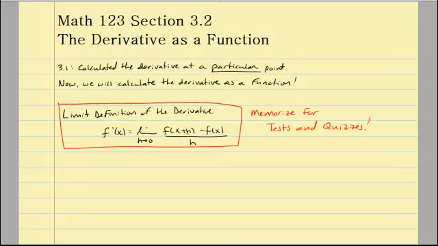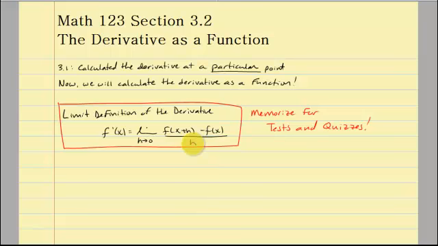In order to find the derivative as a function, the first way we're going to look at this is by using the limit definition of the derivative. So we want to make sure we memorize this limit definition of the derivative. Right here, the limit definition of the derivative. Now this looks familiar. This is f prime of x is equal to the limit as h approaches 0 of f of x plus h minus f of x all over h.